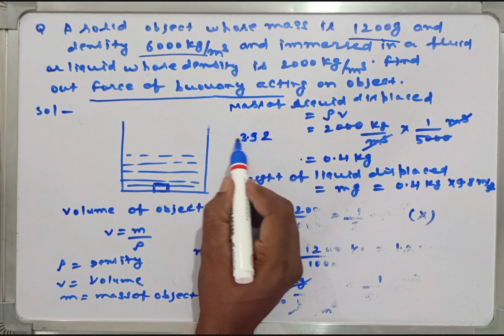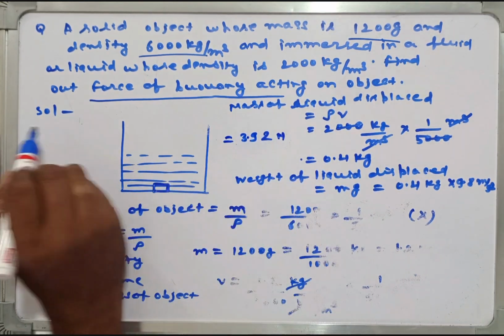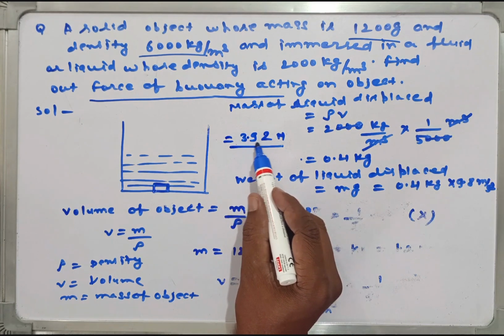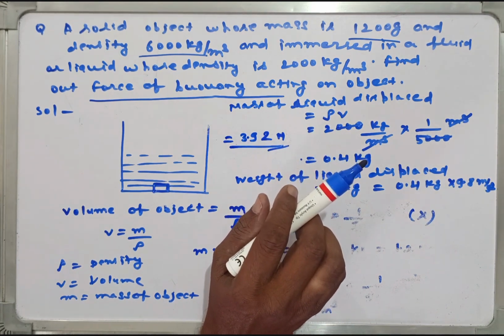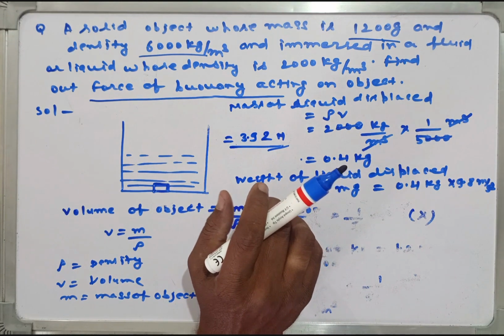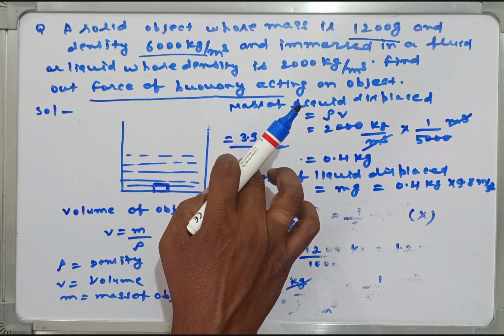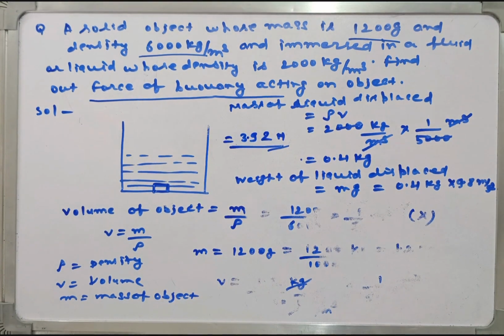Now this is in Newton. So the weight of the liquid is 3.92 Newton. So the buoyancy force applied by the liquid on the object is 3.92 Newton. Okay, so guys, I hope now the concepts of thrust, pressure, buoyancy force, Archimedes principle, partially and fully immersed object in liquid or fluid, and relative density are now clear to you.